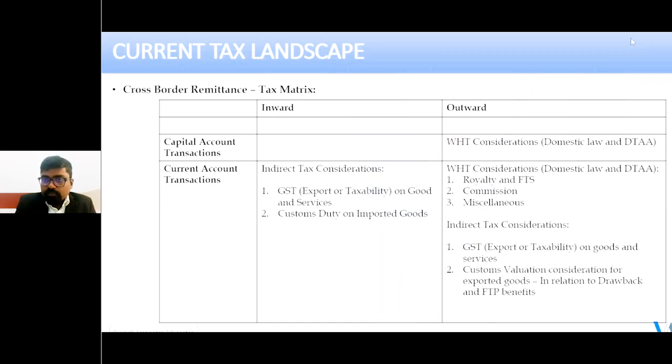I am going to park aside the chargeability of income and all that for the purpose of this particular session and focus mostly on withholding tax consideration, because in most cases you would see that they go hand in hand. Once I have covered the withholding tax parts, we will move over to the indirect tax parts.